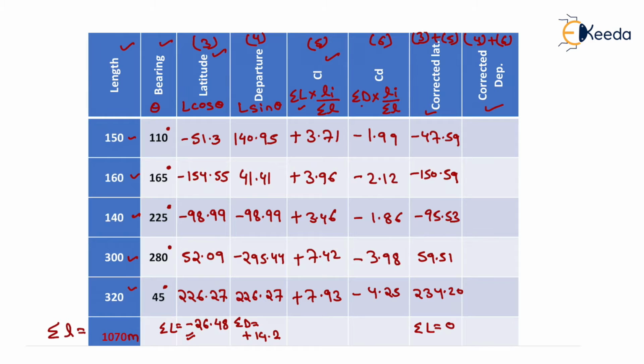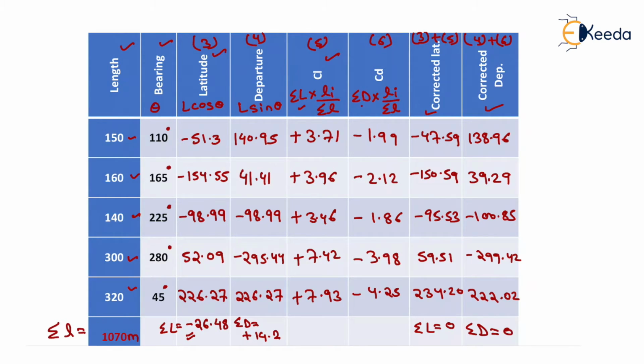That is, the corrected latitude is equal to 0. Now after addition of column 4 and column 6, we will get corrected departure as 138.96, 39.29, similarly minus 100.85, similarly the next value will be minus 299.42, and the next value will be 222.02. After adding all these values, we will get summation D equals 0.